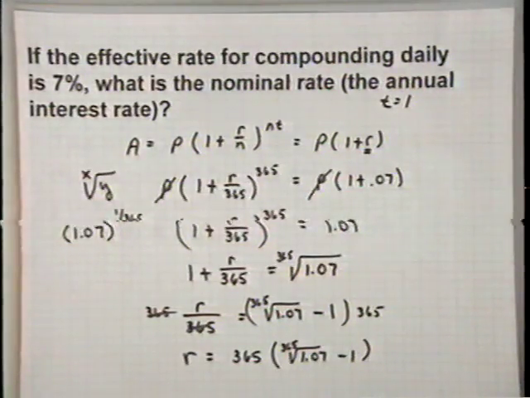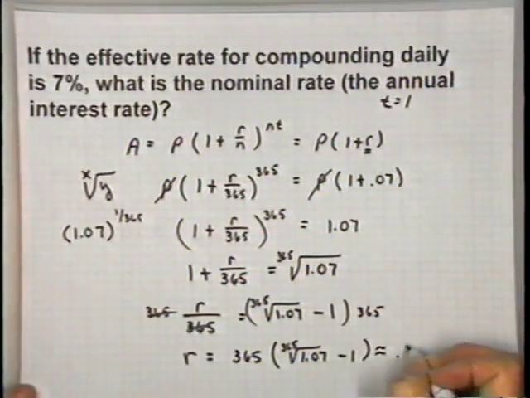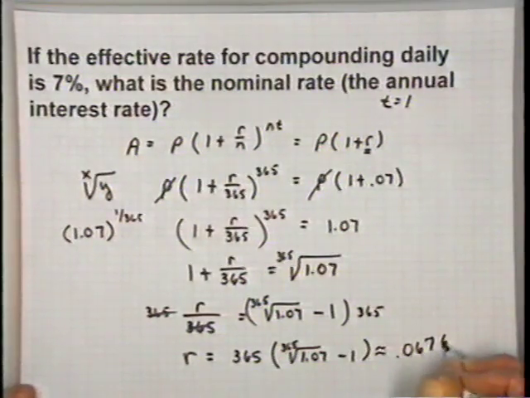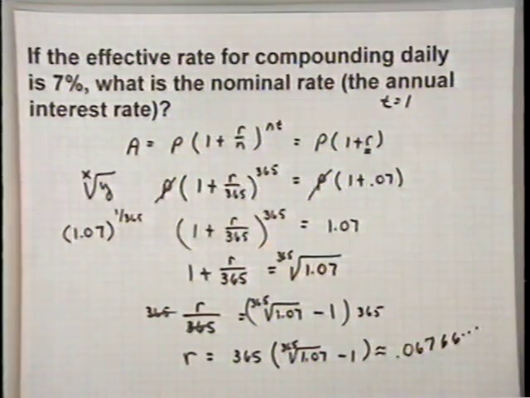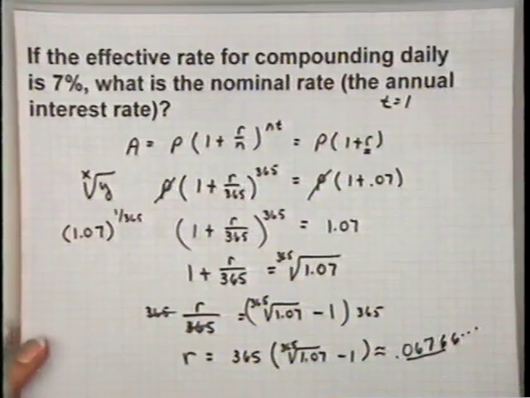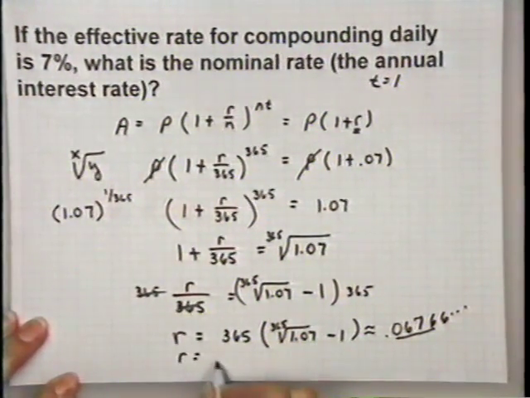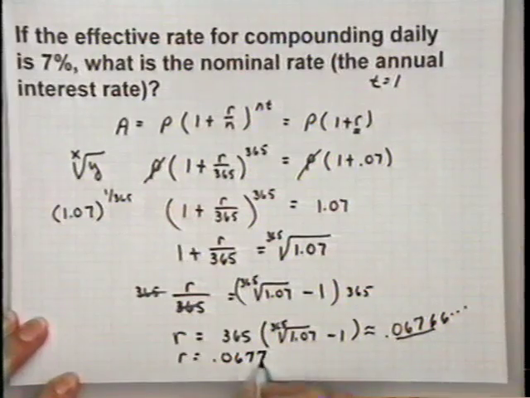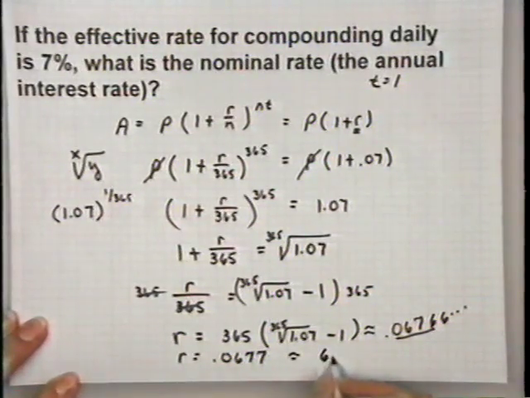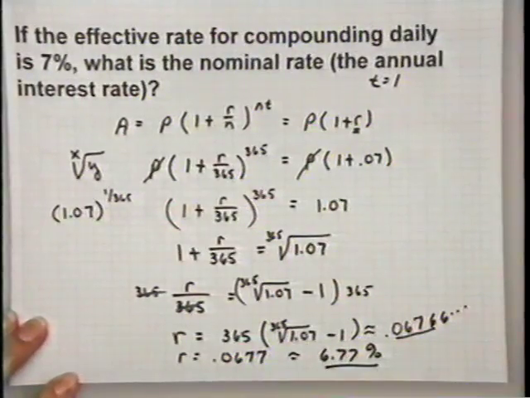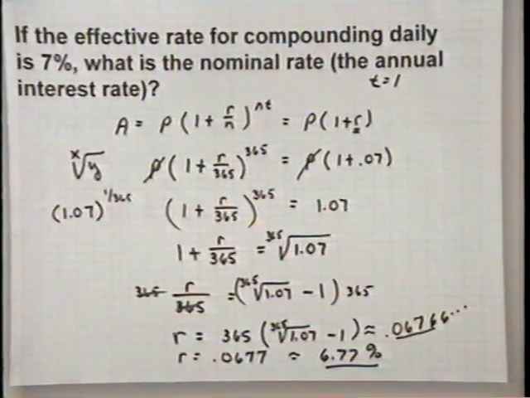Now that I have this answer, I'm going to subtract 1, hit equal to complete that, and then I'm going to multiply by 365. And when I've done all that, I'm getting 0.06766, etc. Okay? Now, if we do like we did before and we round off to 4 places, then what I have here is r equals 0.0677, or approximately 6.77%.